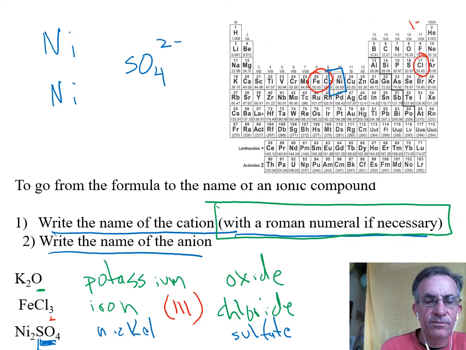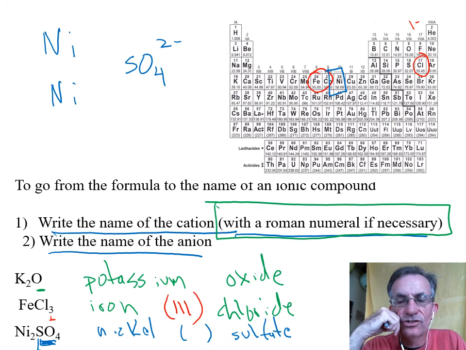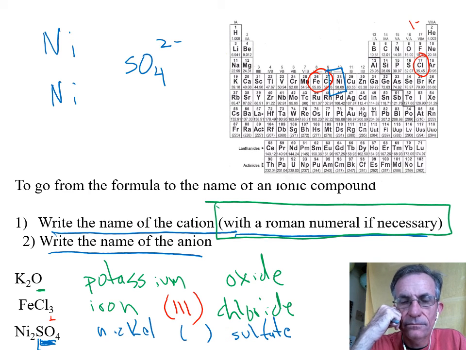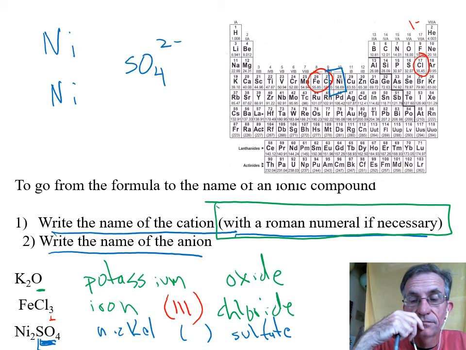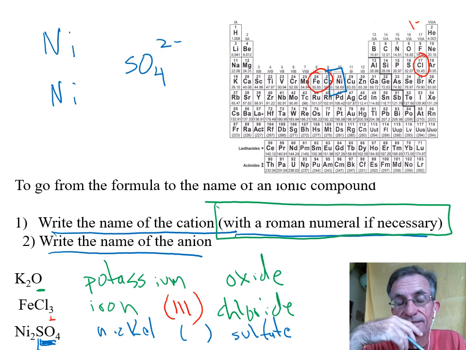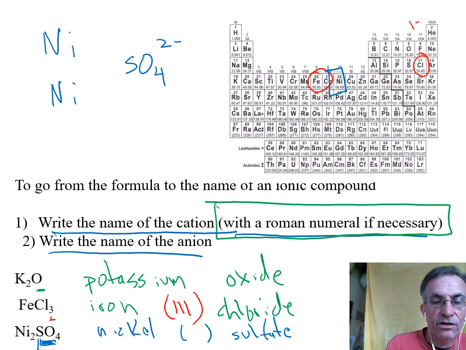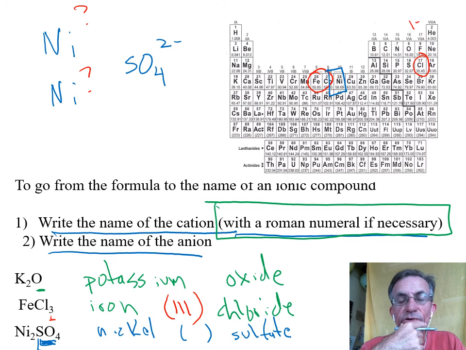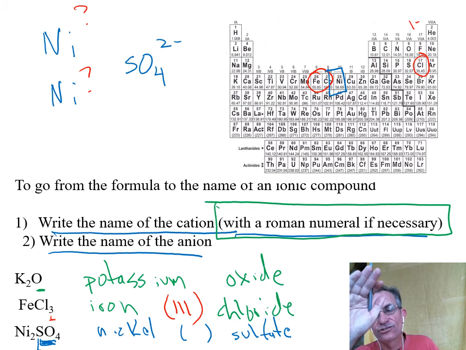Now, what am I looking for? What is the Roman numeral? What does the Roman numeral tell me? It tells me the charge on the metal. Now, I know there's 2 nickels. How? Because of the subscript after the nickel, Ni2. That's how I know there's 2. I want to know the charge on each nickel. So what does each one have to be? Because that's what the Roman numeral is.